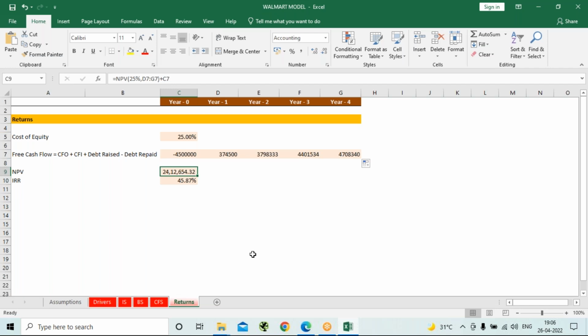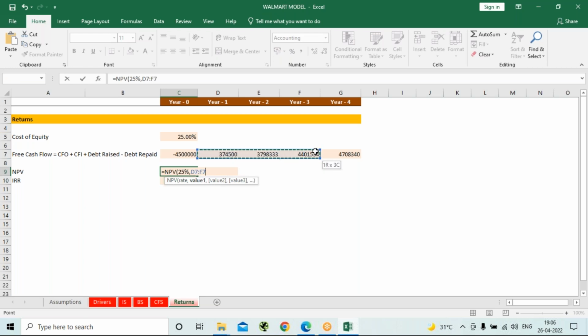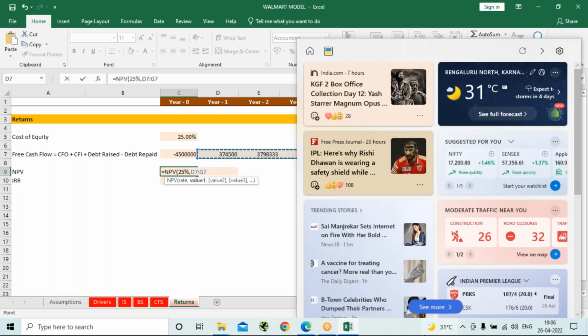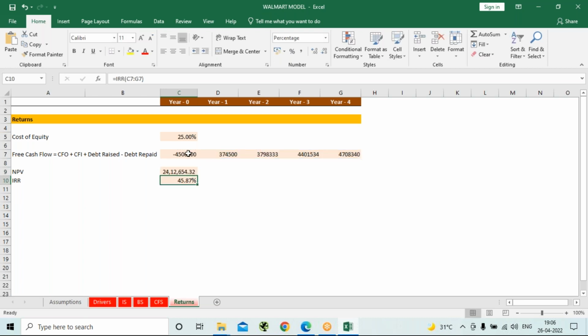So let me do the calculation. So NPV. The rate of cost of equity is 25%, comma. So values are taken from year 1 to year 4, close the bracket, plus the year 0 value. So this is how you calculate what would be the present value.